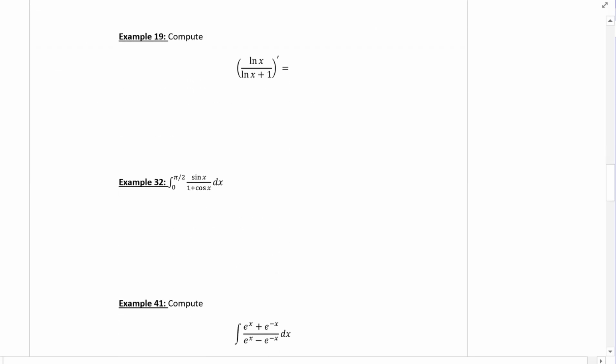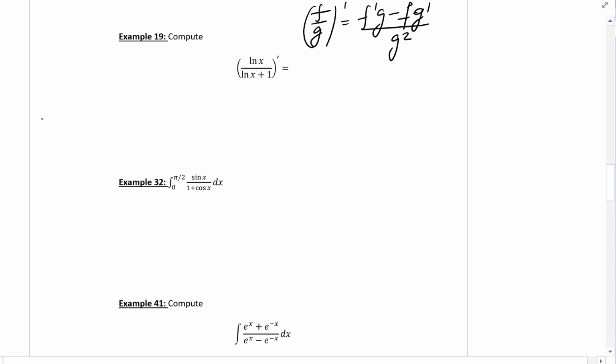Let's take a look at the next problem. The next problem is the derivative of ln of x over ln of x plus 1, so we have to differentiate this. Now, we notice that there is a division, so let's remember the quotient rule. f over g prime is f prime g minus f g prime over g squared.